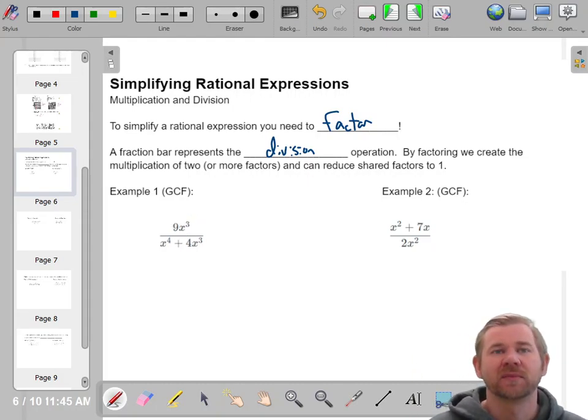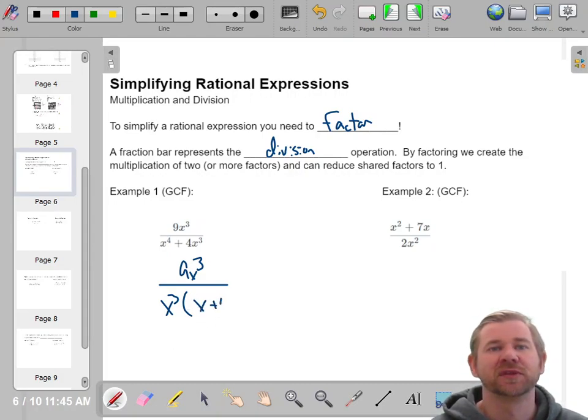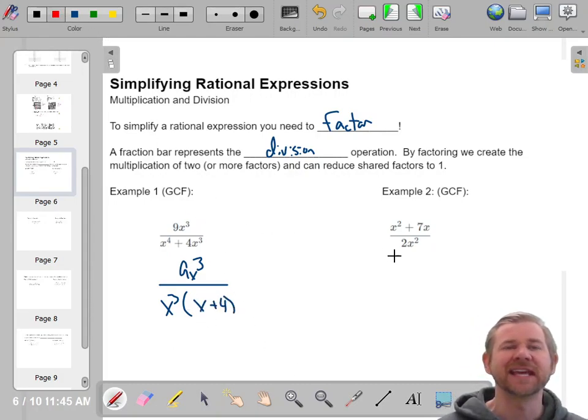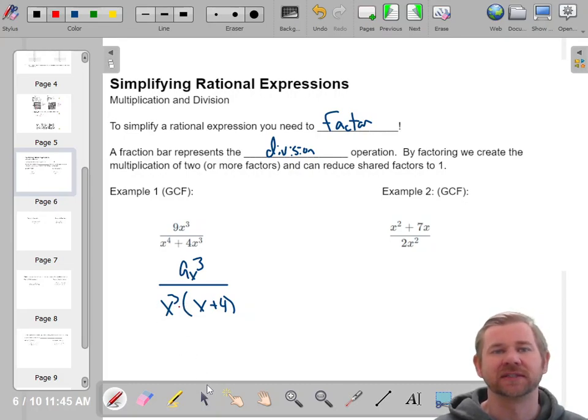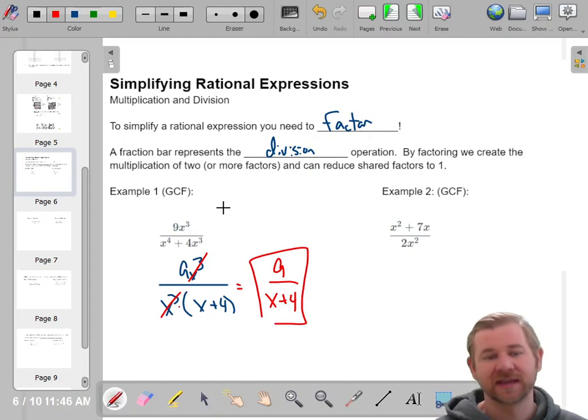So for this first problem, I can't factor 9x cubed, so I'll leave that alone. But in the denominator, I will factor everything I can, the GCF. So the GCF between x to the fourth and 4x cubed is x cubed, and now I have x plus 4. So what I was getting at is, this is multiplication. And this division undoes multiplication. So if you have x cubed over x cubed, anything divided by itself is 1. So that cancels out, and now you have 9 over x plus 4. And you are done. You cannot do anything else.